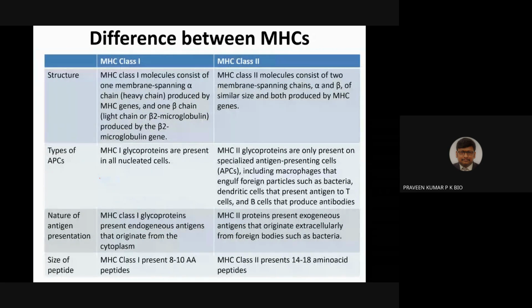And this second slide shows a few more differences of MHC class 1 and class 2. Generally you can go for Immunology by Hubei or Immunology by Roitt. These are the preferred textbooks we can use to get more information. If you see the size of peptides, the textbooks mention 8 to 10 amino acids for MHC 1, but for MHC 2, 14 to 18.